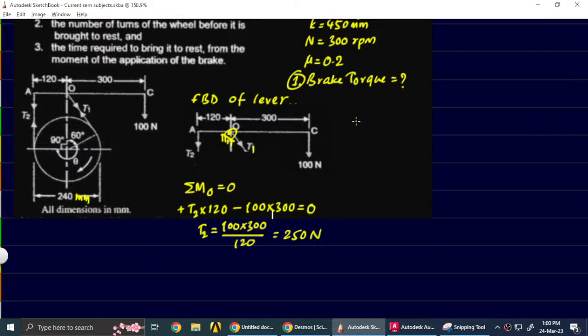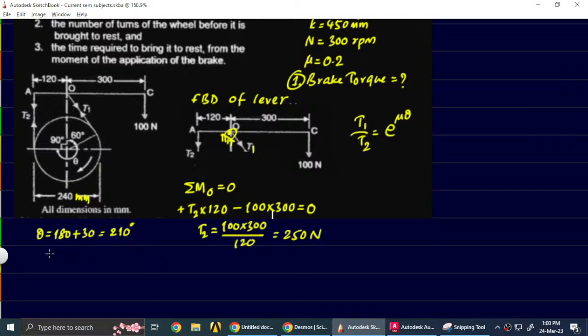In order to find tension T1, we know the formula for ratios. T1 by T2 is equal to e power mu theta. And here you can see that theta is the angle of contact. The angle of contact theta is 180, which is the straight line, plus this angle, that being 30. So 180 plus 30, that gives us 210 degrees.